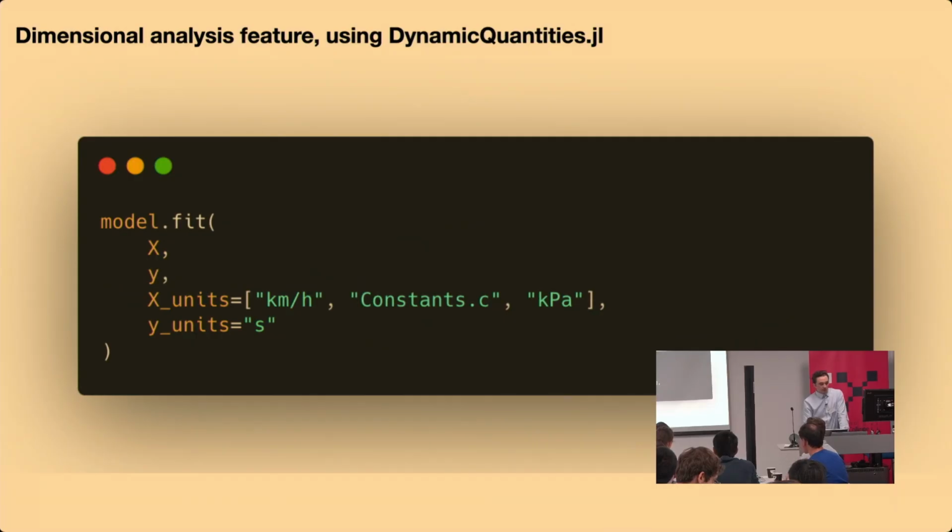Now, another thing that was highly requested by people is dimensional analysis. So if you want your expression to be dimensionally correct, you can pass x units and y units here. So you can say, OK, I know the first variable is kilometers per hour, then it's constant. The speed of light is kind of the unit, and then kilopascals, and the y unit is seconds. You just define that, and it will only find expressions that are valid for these units.